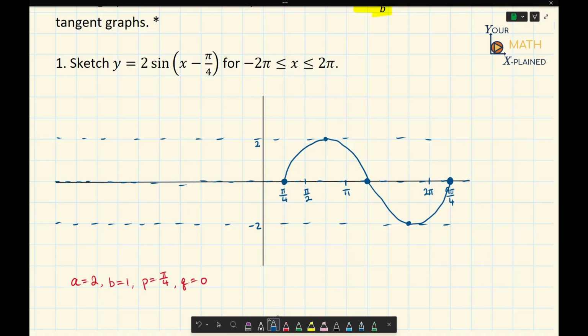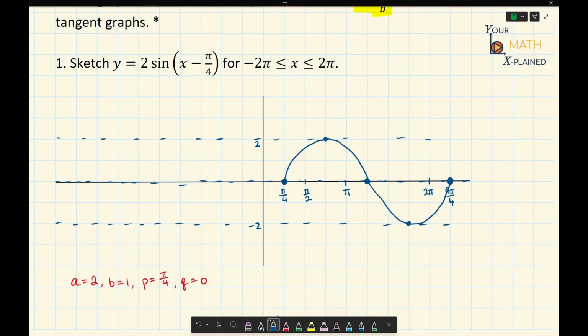So notice how it still has the shape of sine x, but we've shifted pi over 4 units to the right. And this still has a period of 2 pi, but the amplitude has now increased to 2 from the original 1. And now let's go ahead and draw the left side as well.